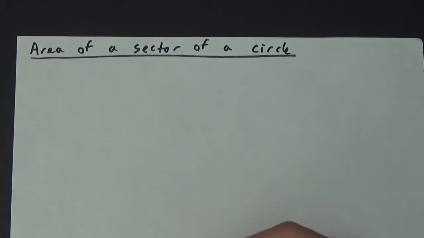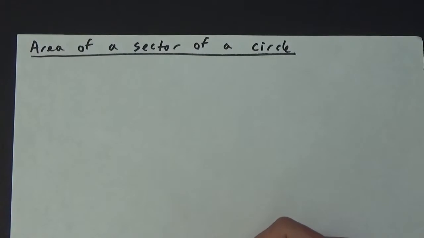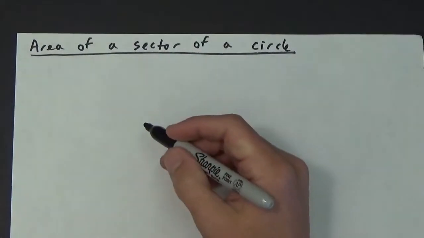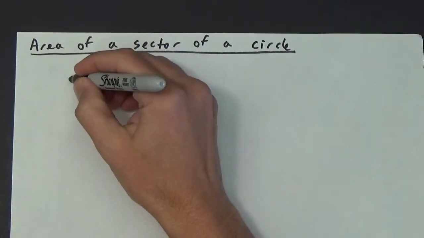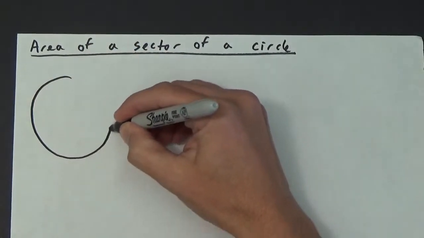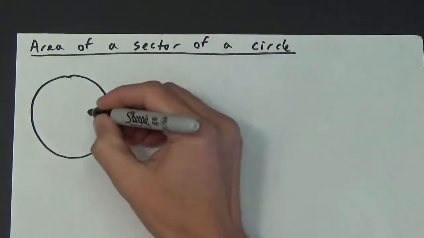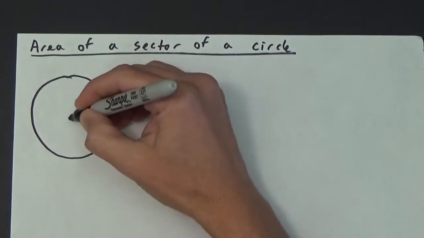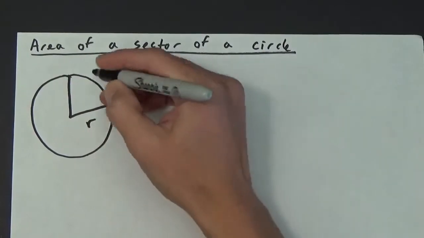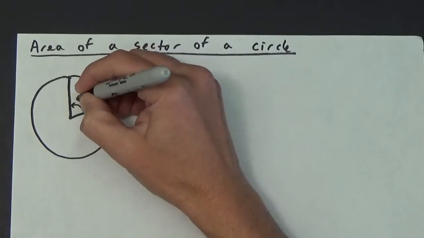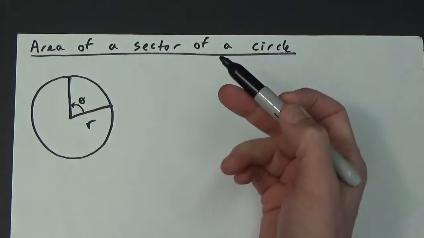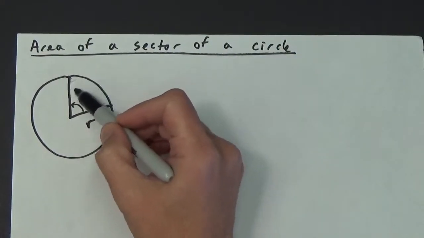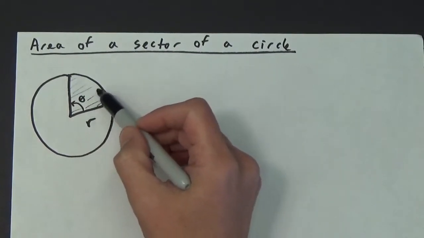In this video, we're going to look at the area of a sector of a circle. So let's first figure out what is a sector of a circle. If I have a circle here, and here's the center, and here's the radius, and from here over is theta. A sector of the circle is just the area of that part right there.